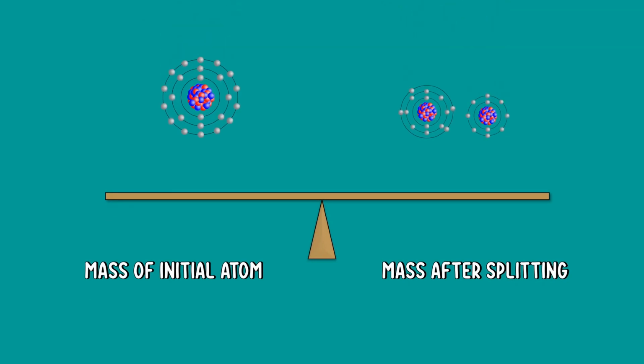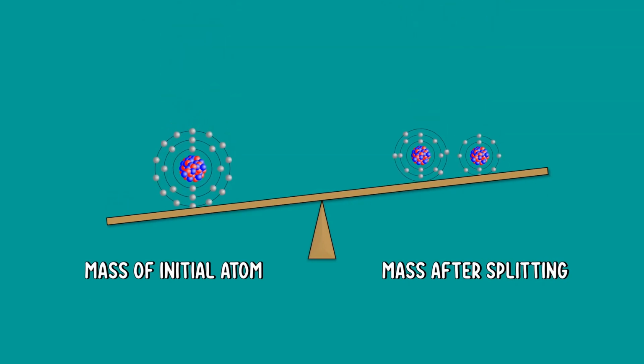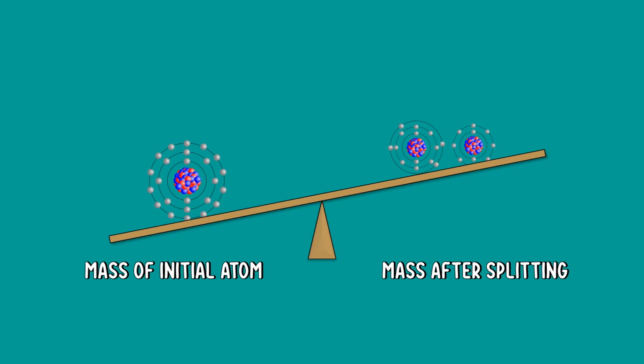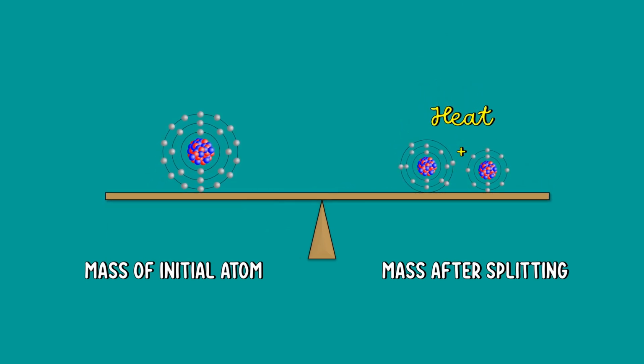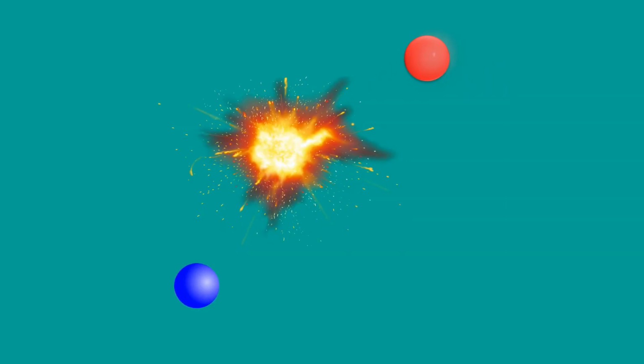If we measure the mass of the initial atom and the total mass of the atoms after splitting, there seems to be a difference. Some mass seems to be lost. This is because the mass that seems to be lost was converted into heat energy. During splitting, the strong nuclear energy is released, which is immediately transferred to the surroundings as heat.